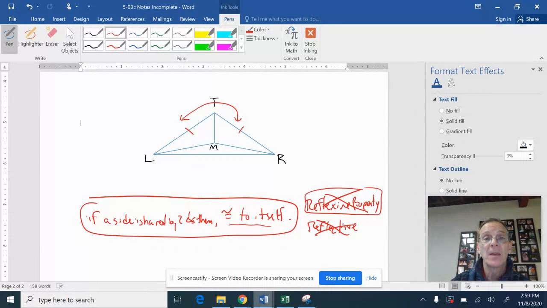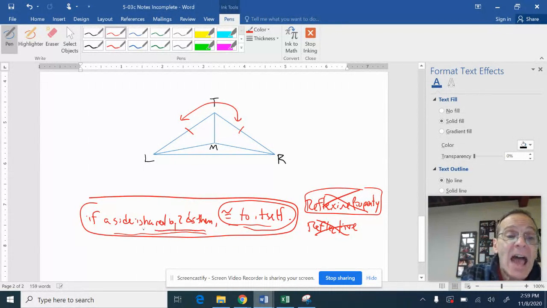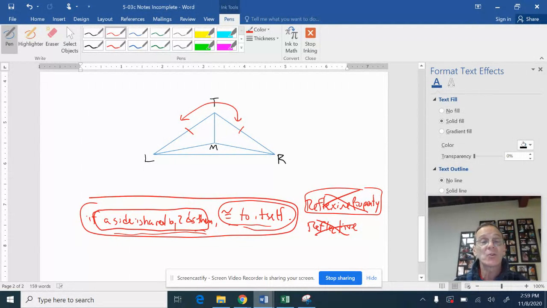Because again, even though you can declare any segment to be congruent to itself, you don't really need it to be shared by two triangles. It's of no use to us to say segments are congruent to themselves unless they are shared by two triangles. So don't do it. Okay? That's it.